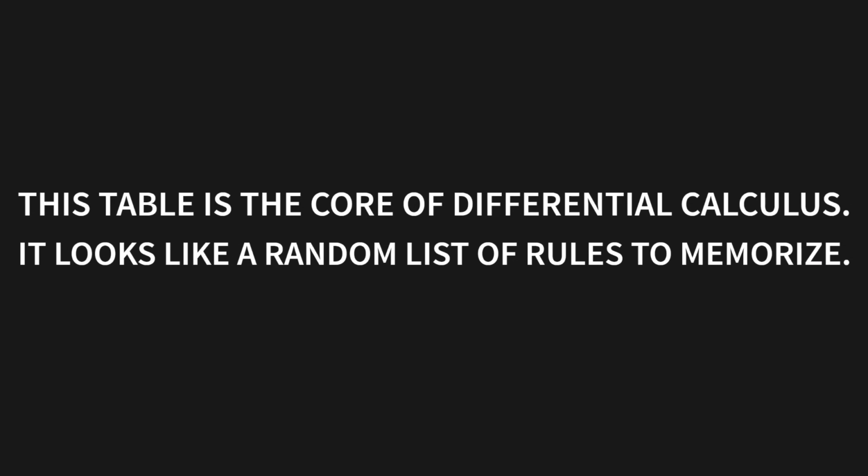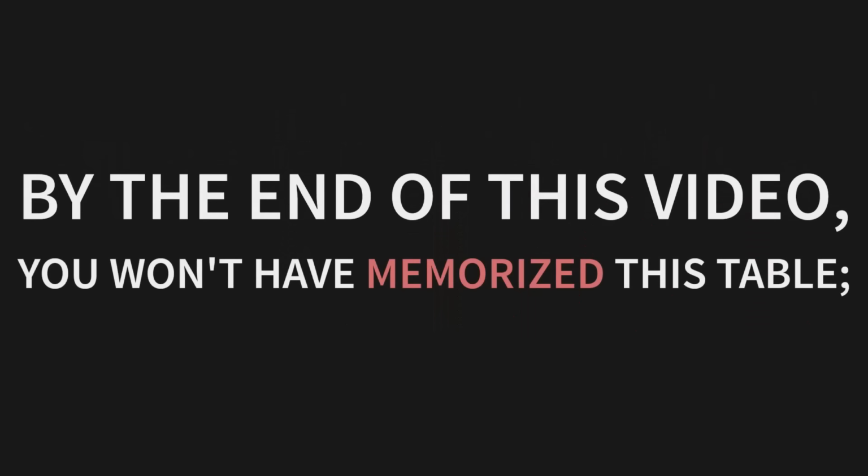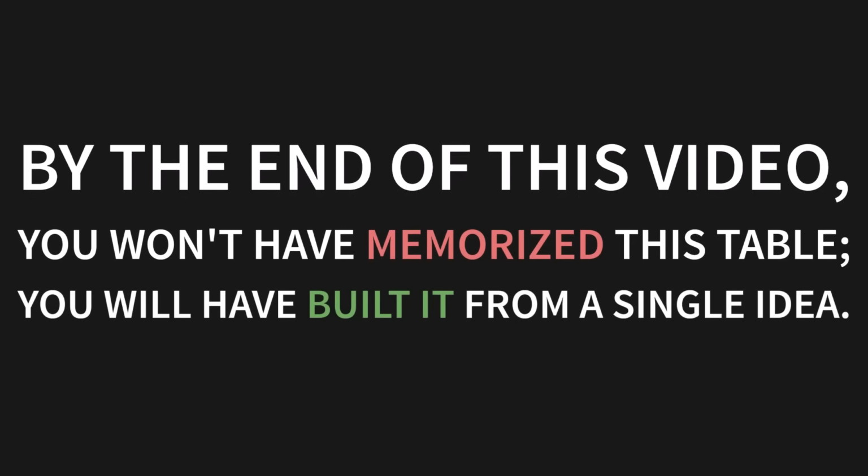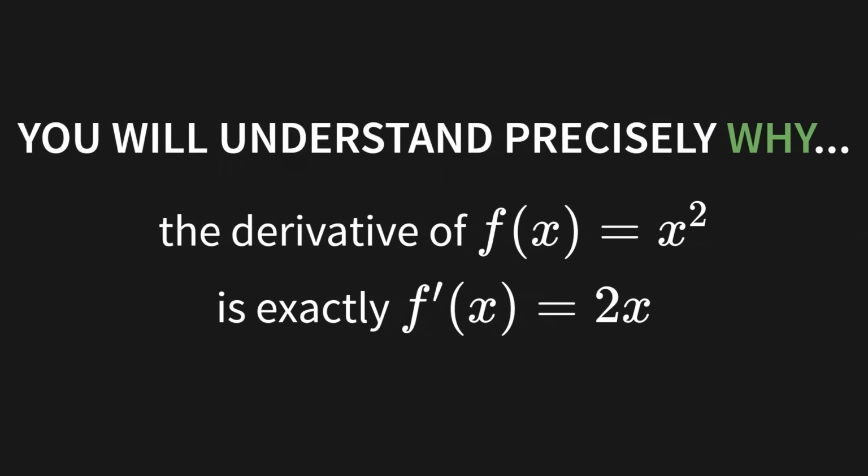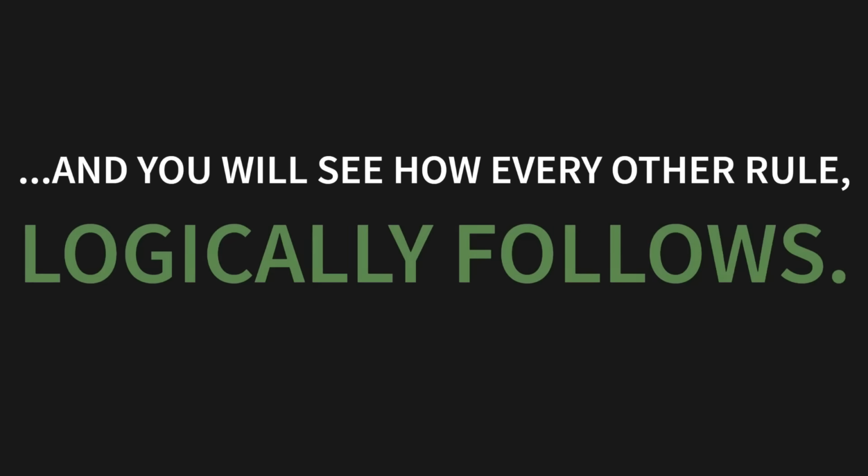It looks like a random list of rules to memorize. But here's the thing. It's not. By the end of this video, you won't have memorized this table. That's not the goal. No, you will have built it from a single idea. You will understand precisely why the derivative of a function, let's say f of x equals x squared, is exactly 2x. And from that one core insight, you will see how every other rule logically follows.